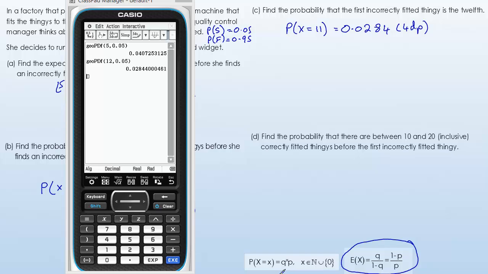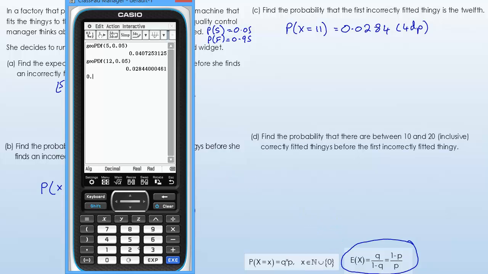So should we just check with a calculation? So that is going to be 0.95 to the power 11, and then multiply that by 0.05, should give us the same answer. And what did we do wrong? 0.05 here. And it is the same answer.